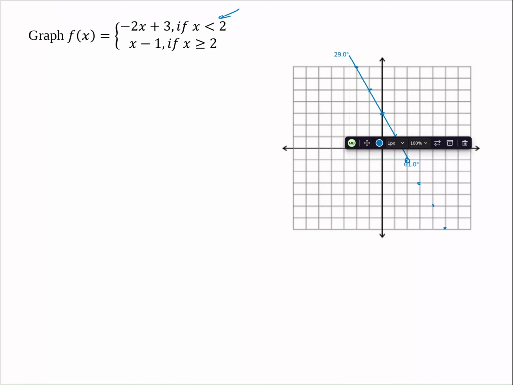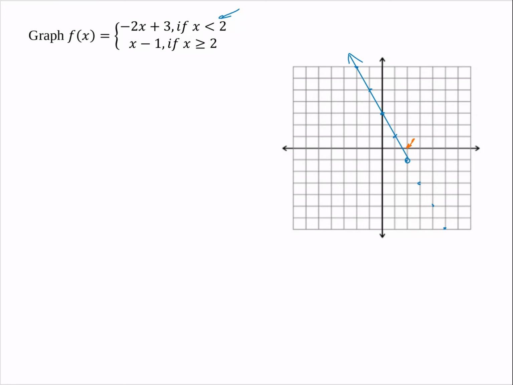That's less than, because it's to the left. Those x-coordinates are less than 2. Not the y-coordinates, we don't care about them. It's the x-coordinates that we're graphing. Okay? Got it? All right.